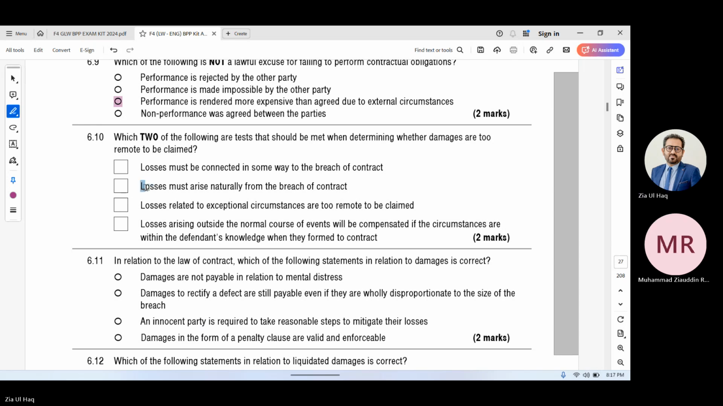Actually, remote. Losses related to exceptional circumstances are too remote to be claimed. Exceptional circumstances. Losses arising outside the normal course of events will be compensated if the circumstances are within the defendant's knowledge when they formed the contract. So this is the case.